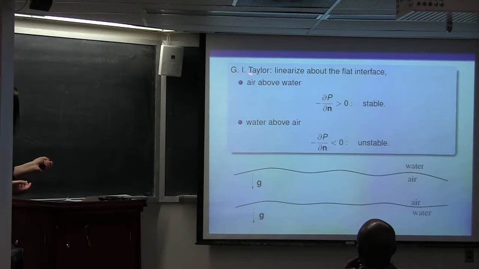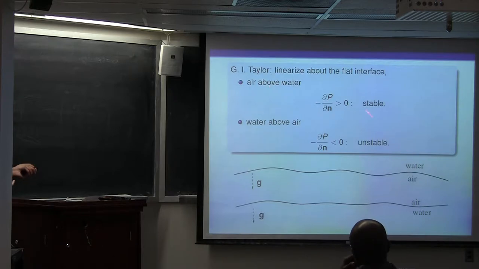Now, how did G.I. Taylor come up with this condition? He calculated the negative dp/dn along a flat interface, and he linearized it. If you linearize the equation and calculate this, you find that if the water is above air, this is a very unstable situation, so negative dp/dn has to be less than zero. It's like an elevator effect, so it's unstable, and if the air is above water, it's stable.